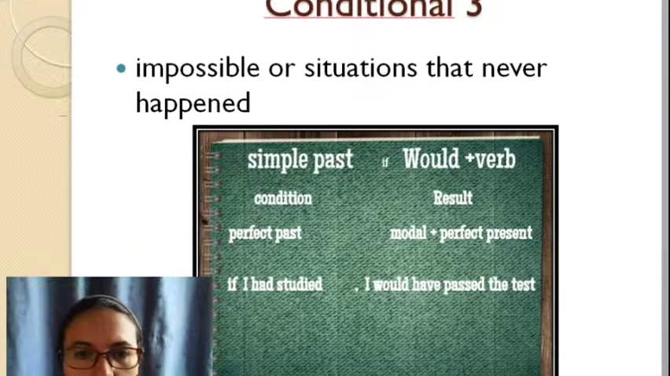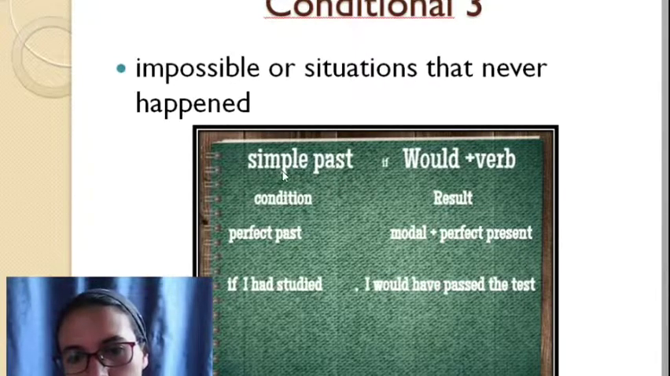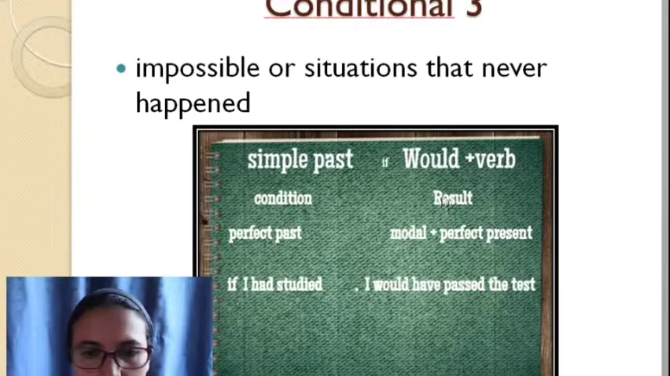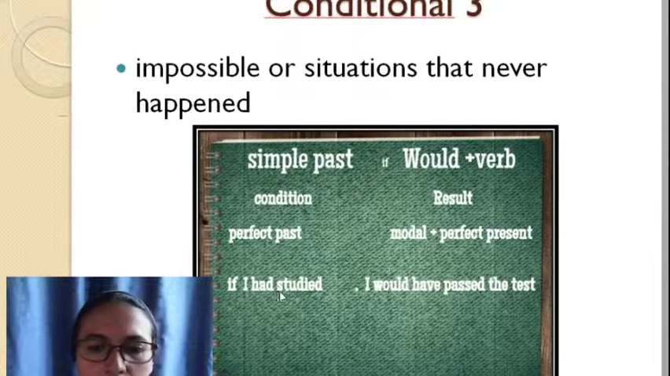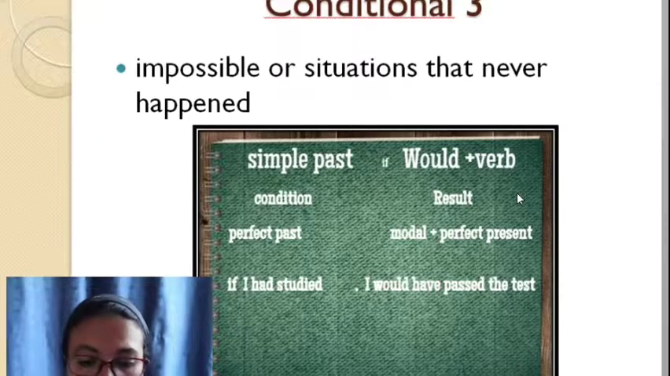Okay, let's look at conditional 3 or third conditional. It's used for impossible situations that never happened, a past situation, too late, zero possibility. The first part is past perfect, if, then would plus have and the past participle. Would or another modal verb, should or could. Condition, result. If I had studied, I would have passed the test. Another example: I didn't see her yesterday. If I had seen her, I would have spoken to her.